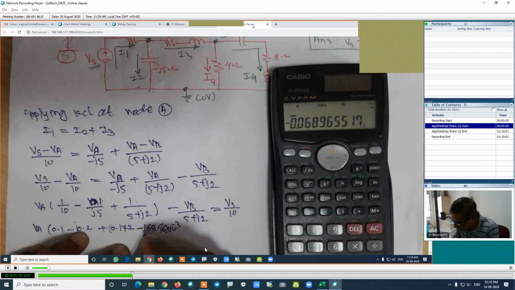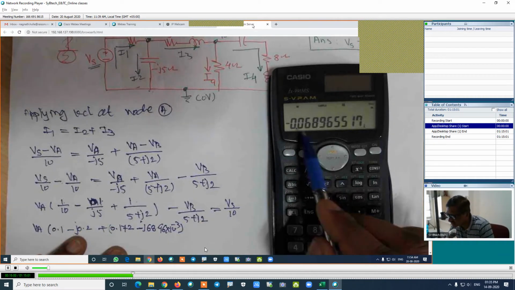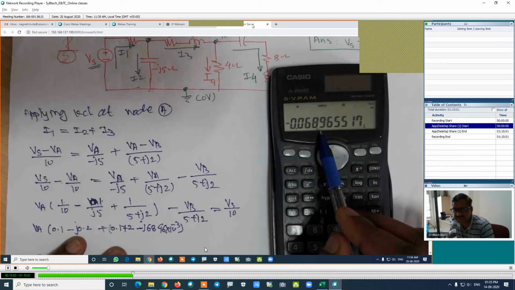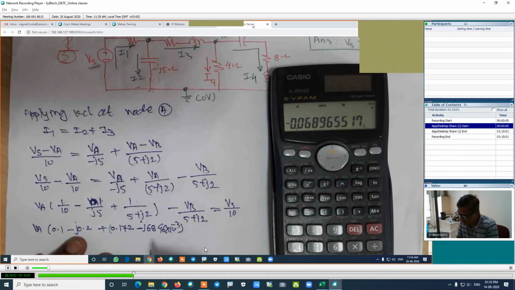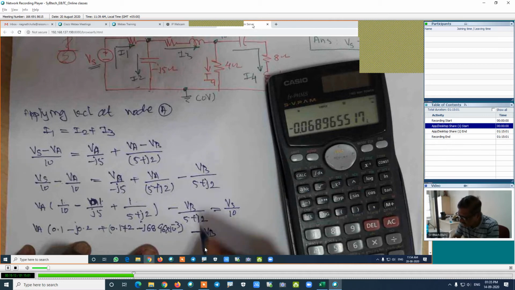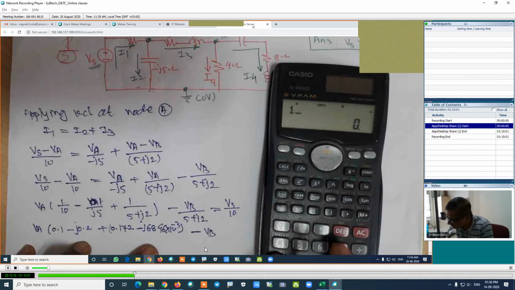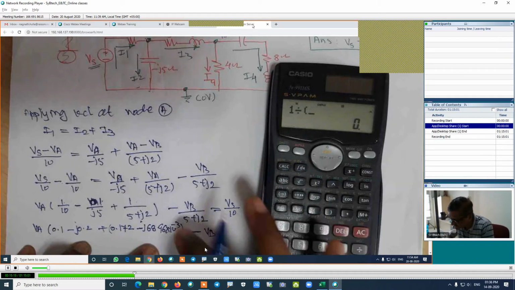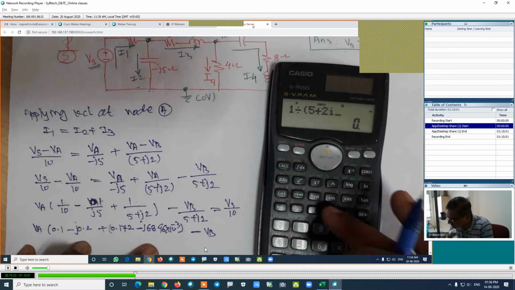Is it right? Are you getting me? Because I have shifted 3 digits, so 68.96 into 10 raised to the power of -3 is the imaginary part for this particular case, which is VA. Then minus this VB, and it is 1 upon that value. I will calculate that value. It is 1 divided by bracket start, 5 plus j2, that is 5 plus 2j, close the bracket, put is equal to sign.